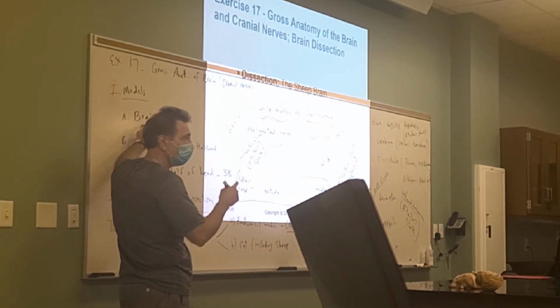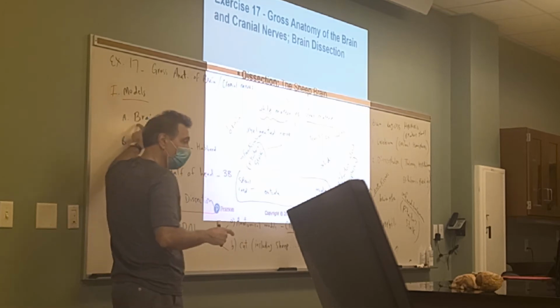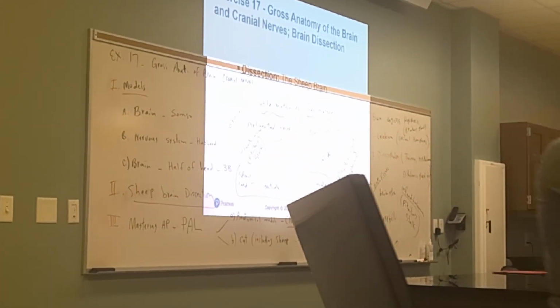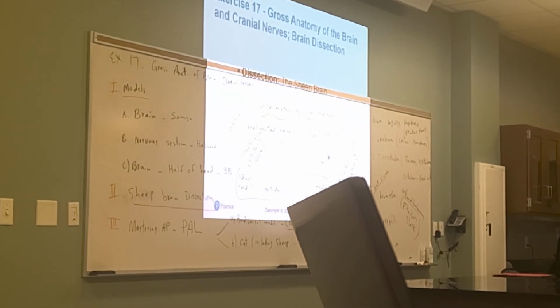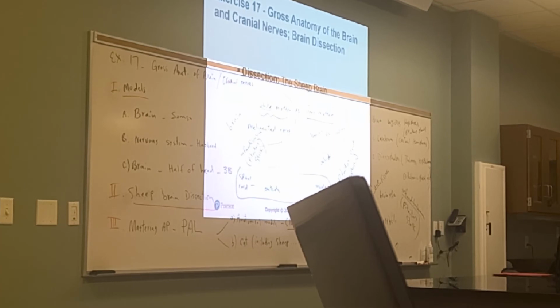As far as exercise 17, we have these models right here. Remember, guys, these type of models, like this one, or these models right here, they call them Somso models. They're tougher. And then these are called Harvard models. See that? These are Harvard.